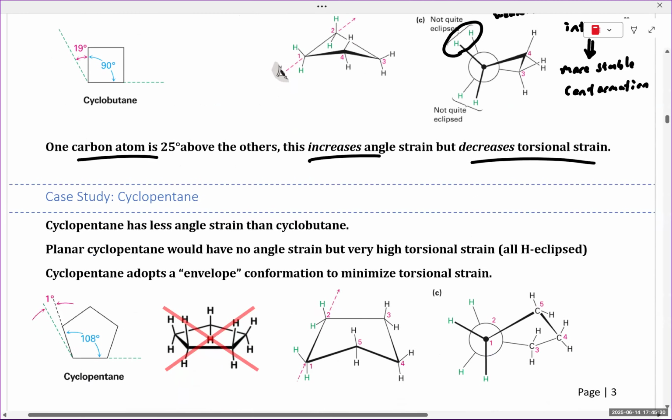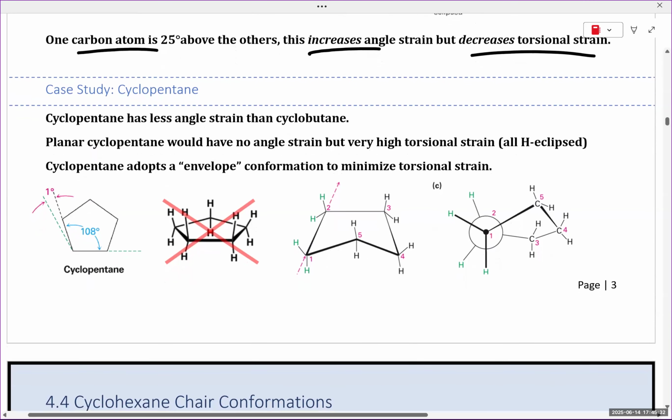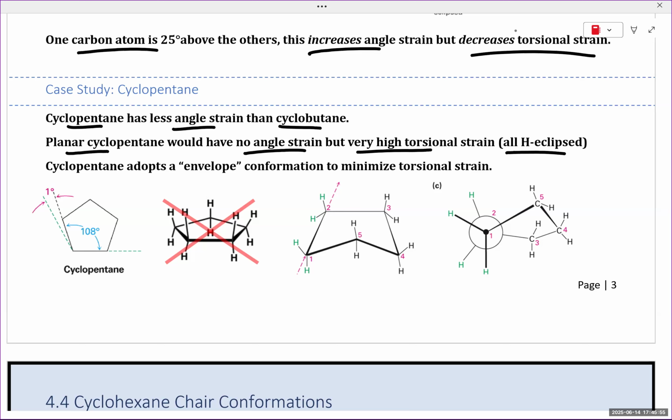Looking at cyclopentane, a 5-carbon ring system, cyclopentane has less angle strain than cyclobutane. However, when we think about planar cyclopentane, you wouldn't expect to see angle strain, but cyclopentane is not planar, in part because it would have very high torsional strain to have all these hydrogens eclipsed. These eclipsing interactions are very, very bad.